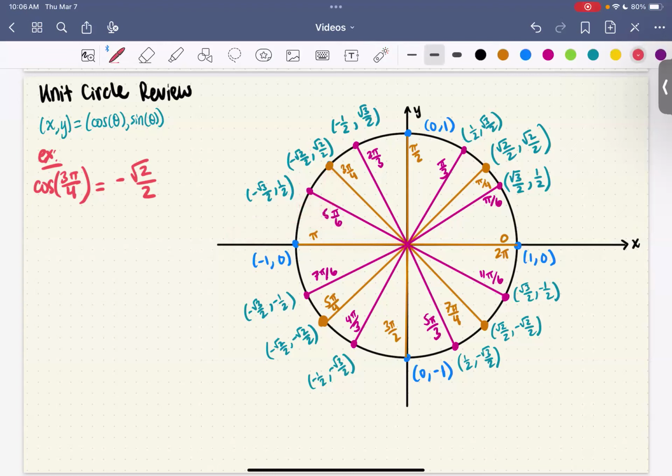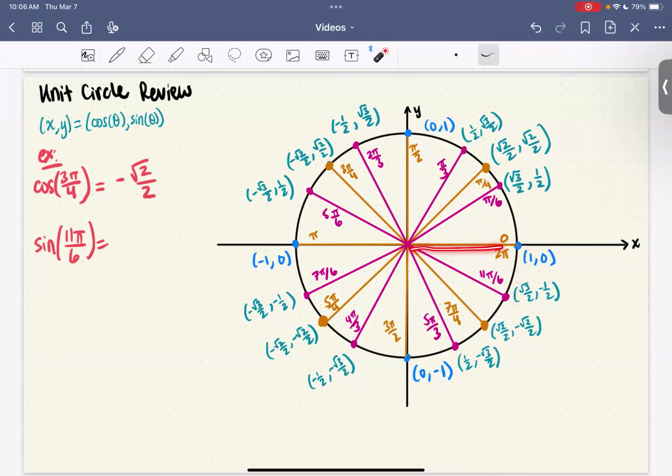Okay. Another one, what if somebody said, tell me what sine of 11 pi over 6 is? Okay. 1 pi over 6, 2 pi over 6, 3, 4, 5, 6, 7, 8, 9, 10, 11 pi over 6. Another way to think about that is that 12 pi over 6 is the 2 pi. So if I just go one less, I'm right here.